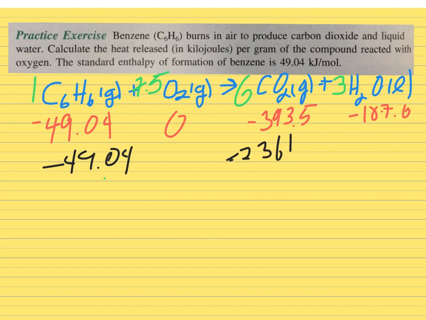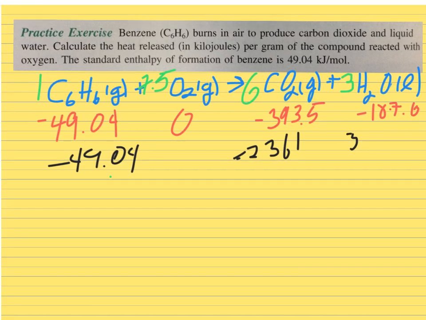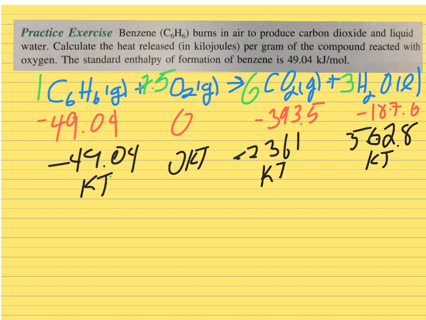And I'm going to do my water. Now my water, when I looked up in the back, it's for liquid water, because you can also have gaseous water. So I got 187.6 times 3, and I got 562.8. These are all now in kilojoules. Now this one here is going to be 0 kilojoules. So now they're all negative numbers because we made that positive sign of benzene a negative.